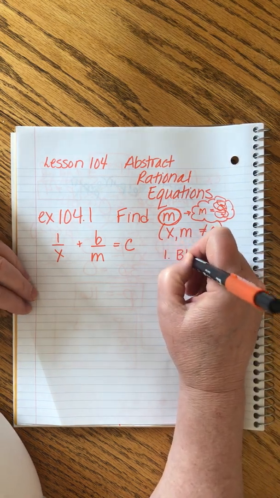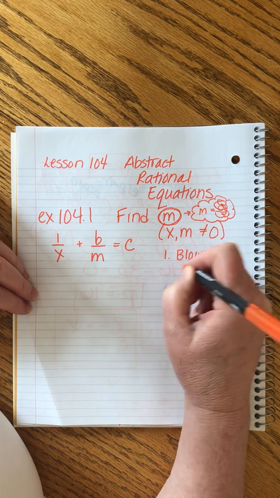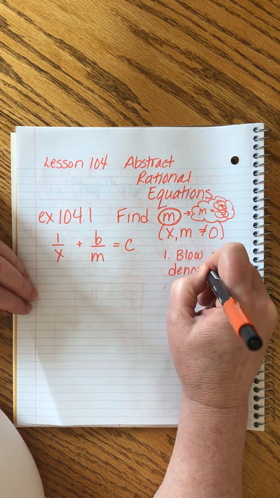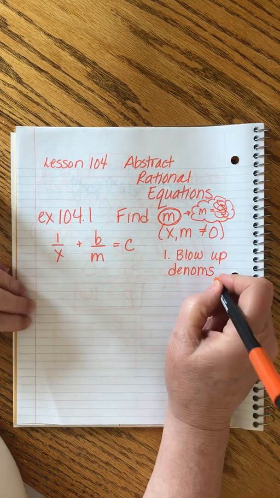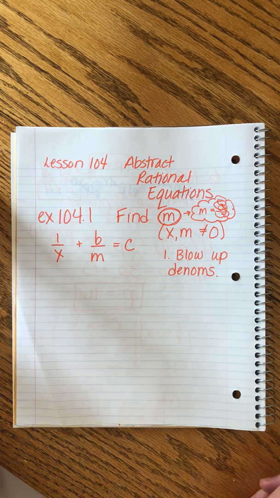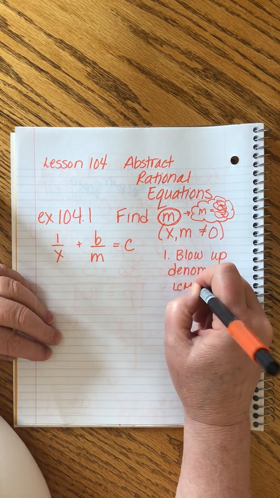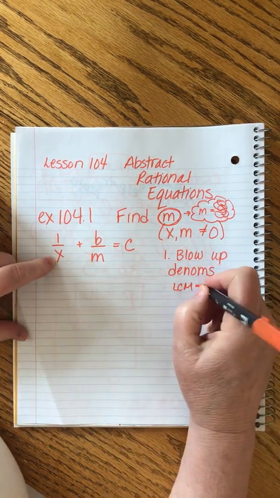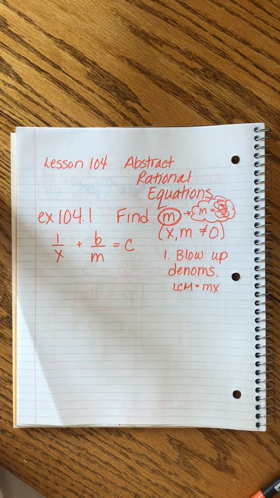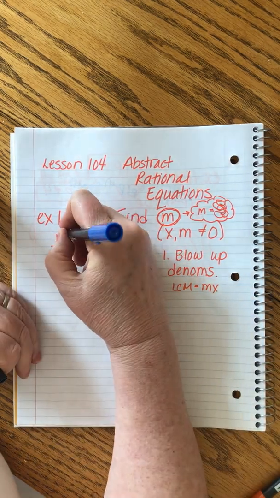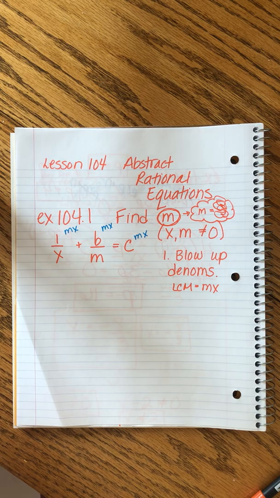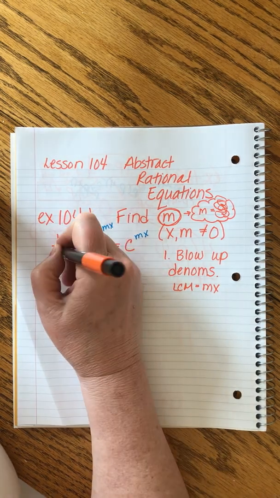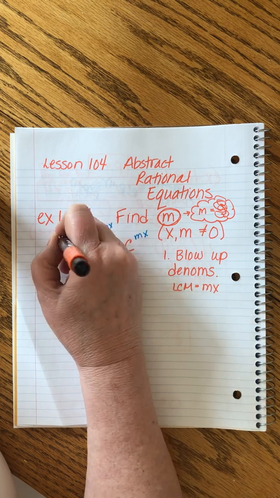First thing we have to do is blow up the denominators, which I abbreviate as denoms, and I always remember it looks almost like demons, doesn't it? Because they're nasty little things. All right, how do we do that? We spent a lot of time working on that last time. We find the LCM. The only way we can find the LCM is to multiply, so we know it's going to be mx. We multiply every term by the LCM, mx, mx, mx. We cancel what we can and multiply whatever's left over.